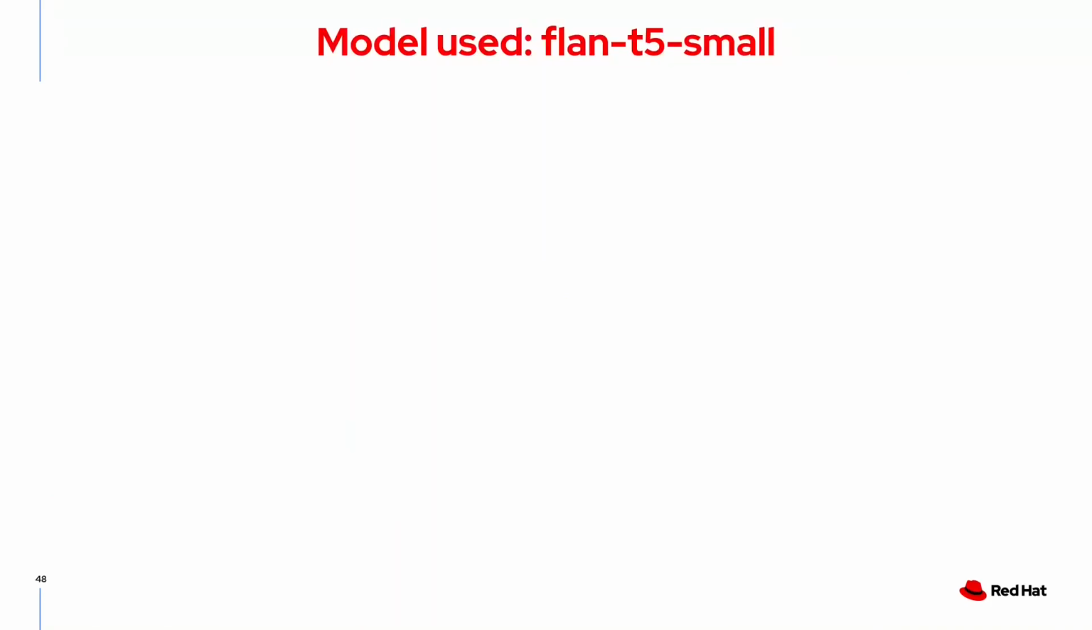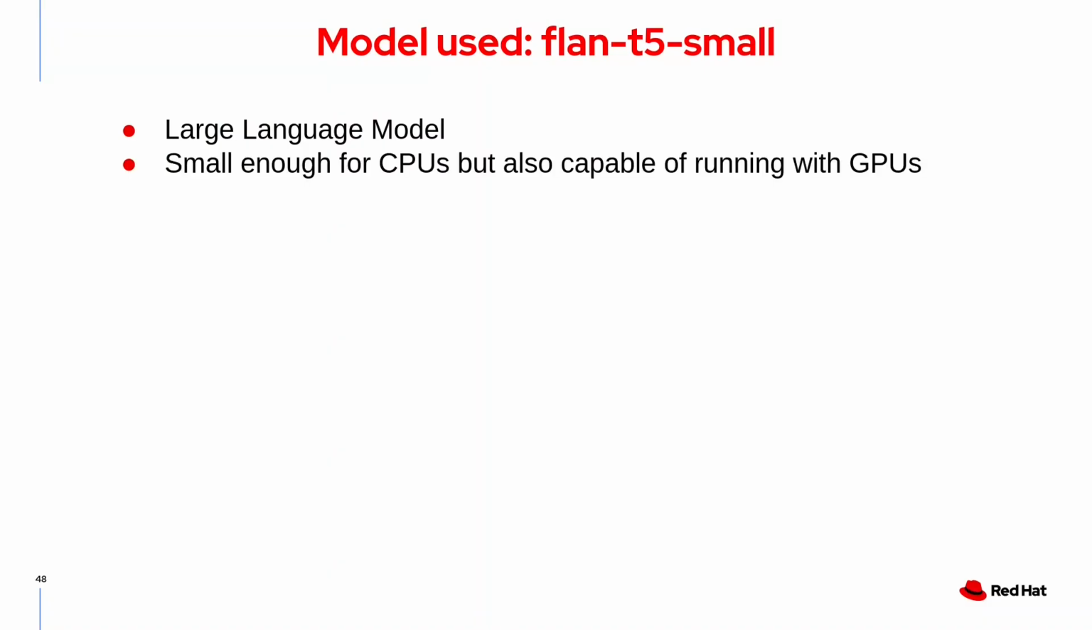The model we picked with this example is FLAN T5 small. We picked that because it is a large language model. It is also small enough to run with CPUs for comparison, but also take advantage of GPUs when available. It is publicly available on Hugging Face, so no model development required.